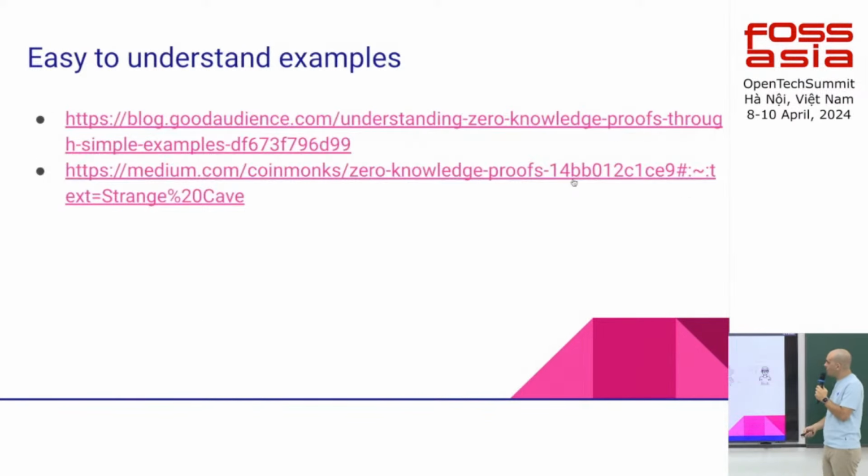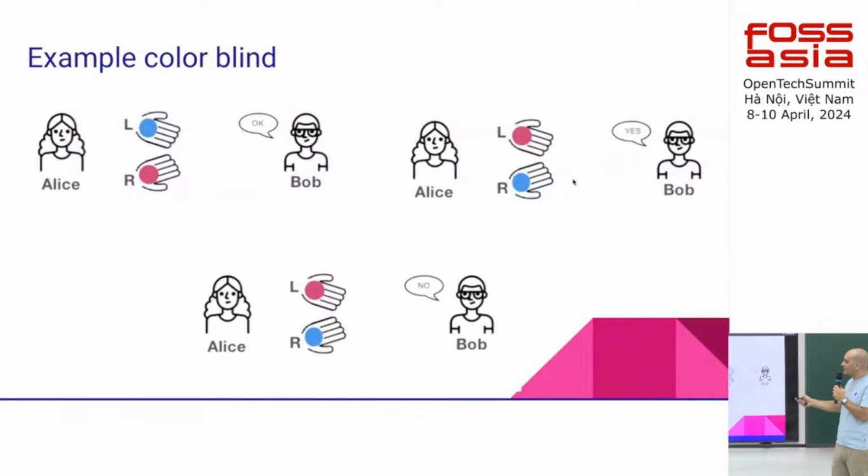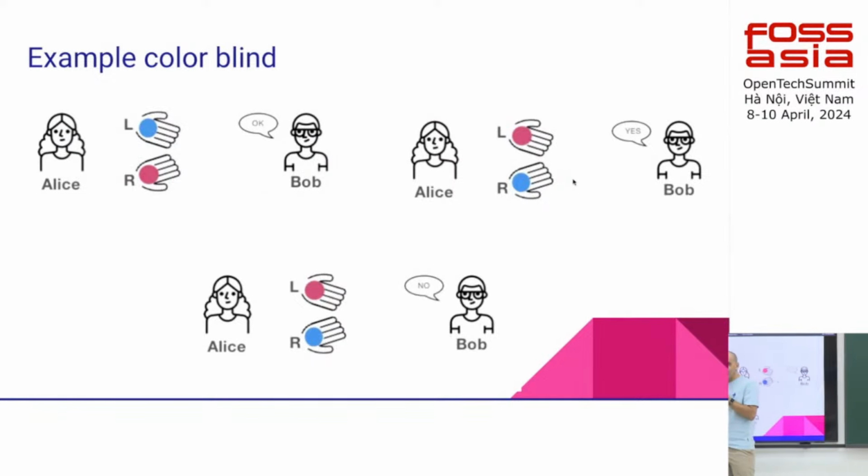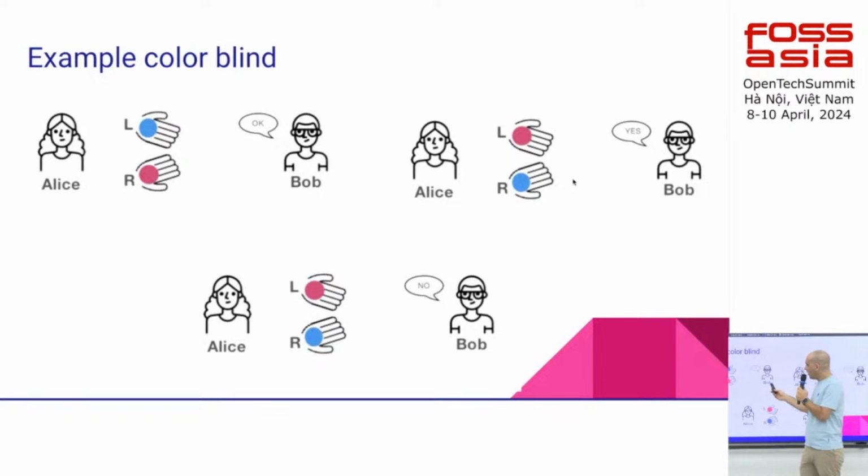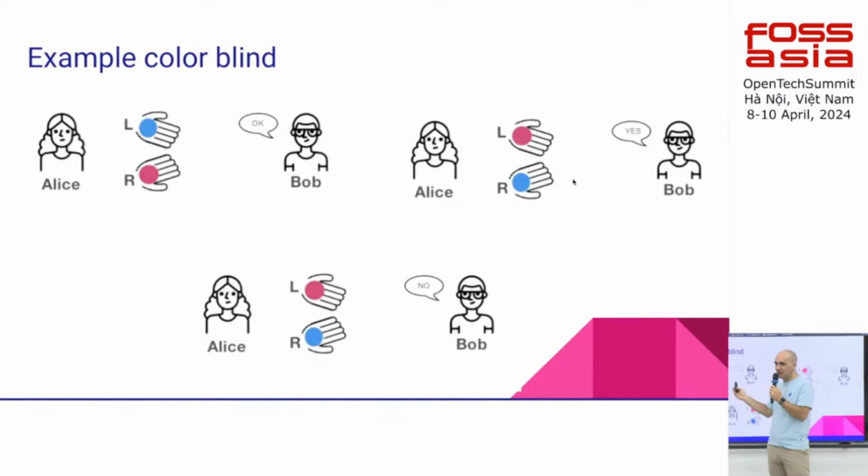There are some examples. I put here some links, some examples to try to intuitively understand what a zero knowledge proof is. I will share the slides later. And this is a very typical example. In this case, Alice is colorblind, and Bob wants to prove to Alice that he can distinguish two balls, red and blue. So Alice is colorblind and Bob is going to prove to her that he can distinguish the colors.